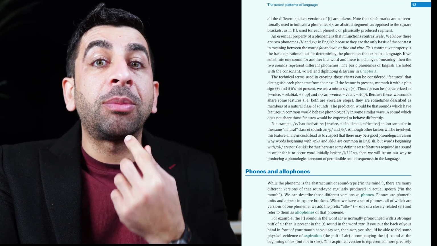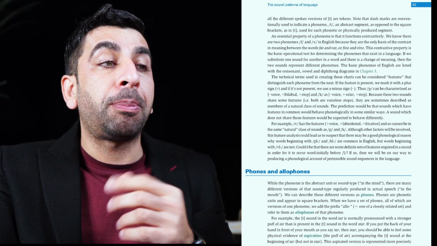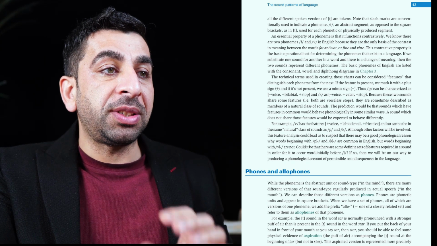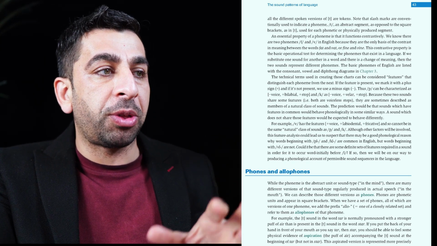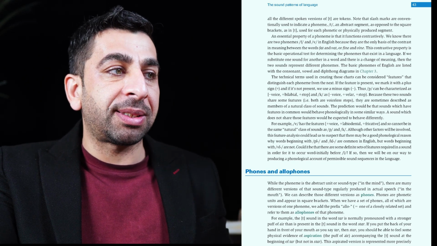Plus velar, denominal velum, plus stop. Because these two sounds share some features, both are voiceless stops, they are sometimes described as members of a natural class of sounds.